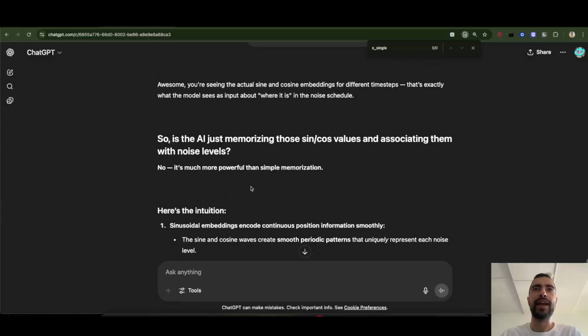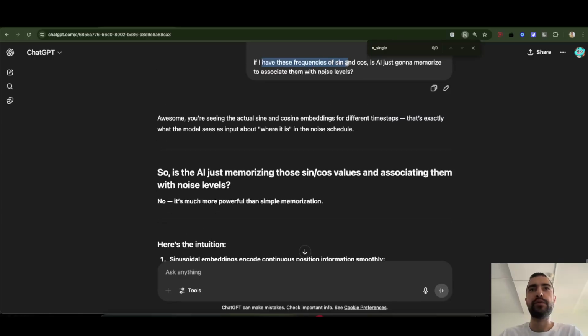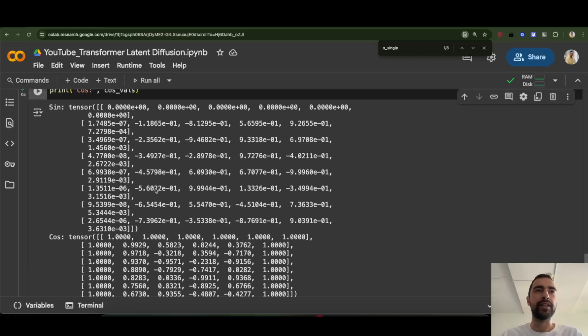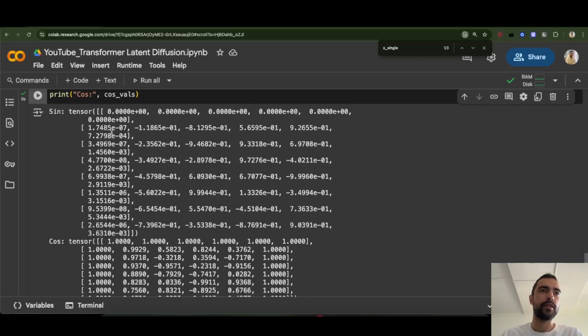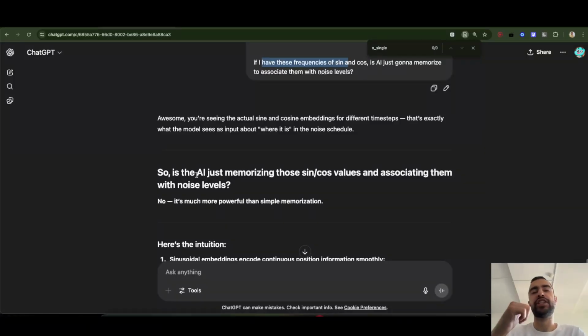If I told AI, if I have these frequencies of sine and cosine, is AI just gonna memorize to associate them with noise levels? Because we are pre-generating these, this is gonna be always the same frequency for the 0th time step, for every image. So they don't depend on the image, they just depend on the time step of the noise, which is always the same, 0, 1, 2, 3 for every image. So I asked the AI if it's just gonna memorize these numbers, and then that's how it will know which timestamp it is. No, it's much more powerful than simple memorization.